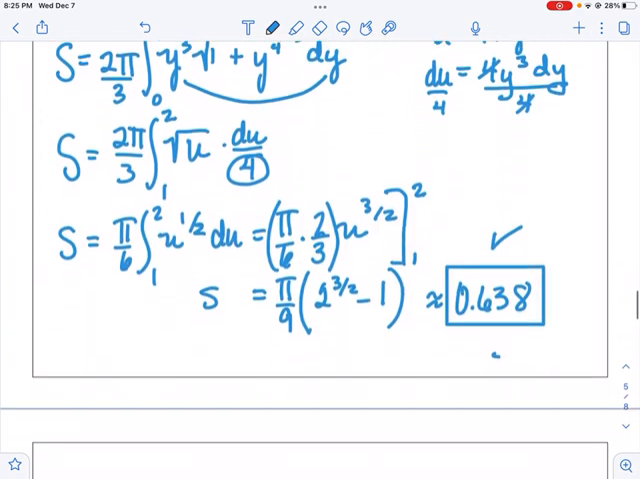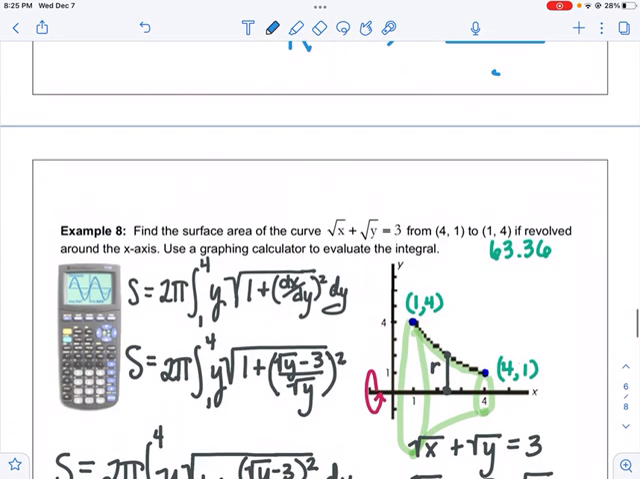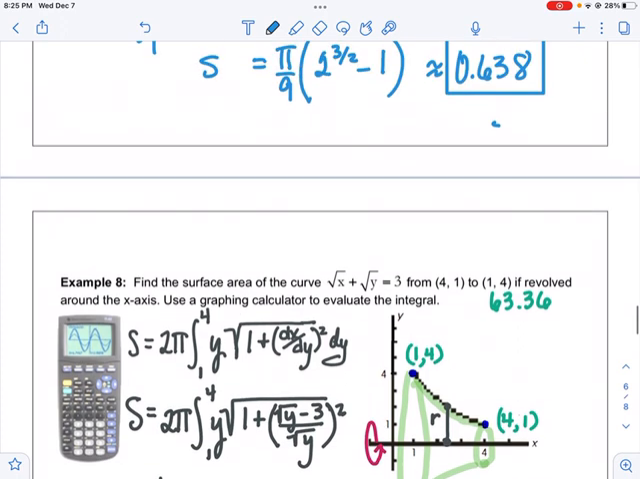And it was a nice u-sub in there. Okay, now we have the calculator one where we start off, and so I have: find the surface area of the curve square root of x plus square root of y is equal to 3 from (4, 1) to (1, 4). And I'm going to revolve that around the x-axis. You're going to use a calculator to evaluate this one, okay?